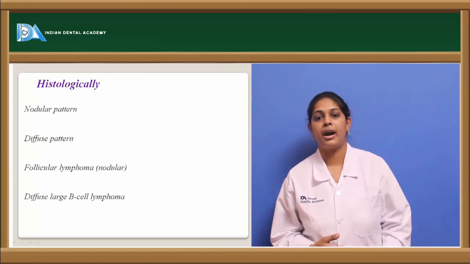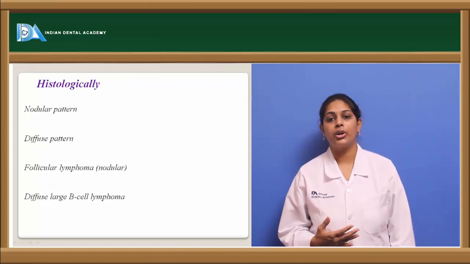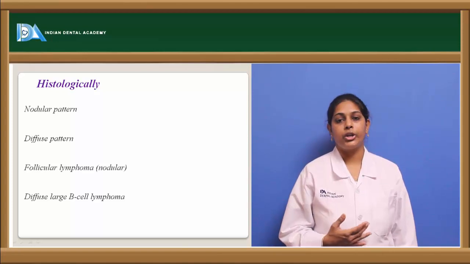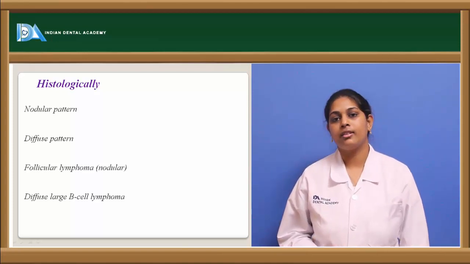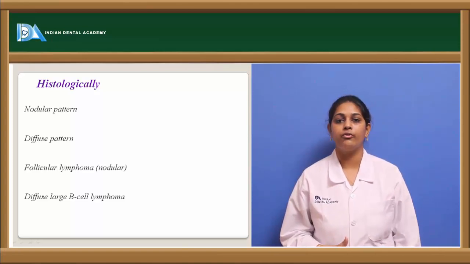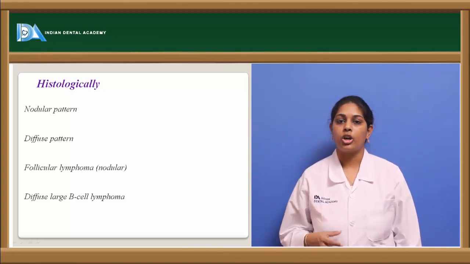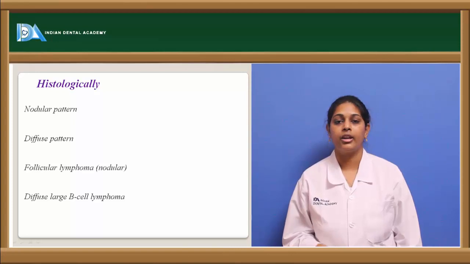Coming to the patterns which have been seen in non-Hodgkin's lymphoma, there is a nodular pattern. As the name itself suggests, the neoplastic cells in non-Hodgkin's lymphoma proliferate and result in the formation of a nodule which occupies an area of the lymph node.